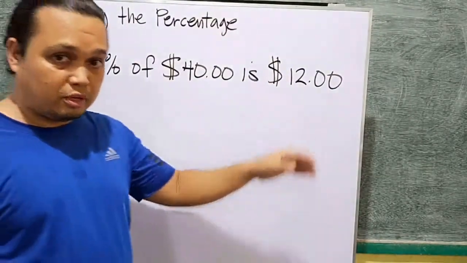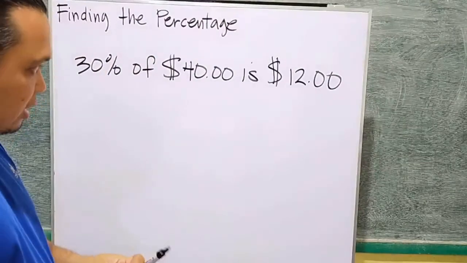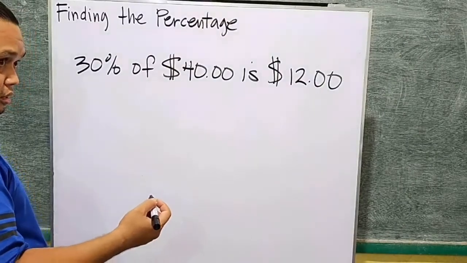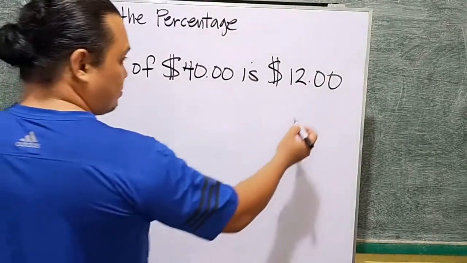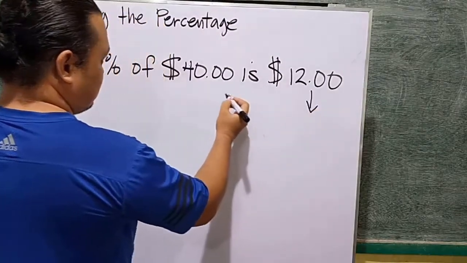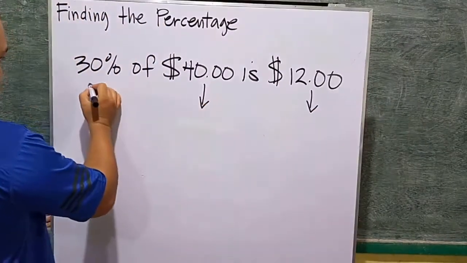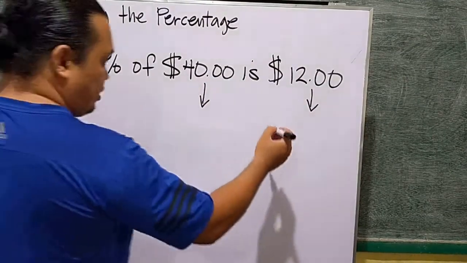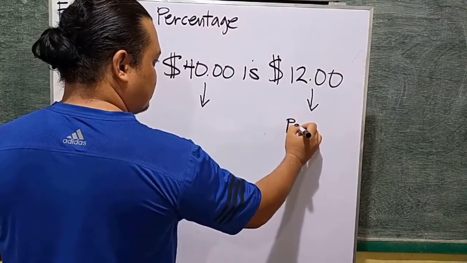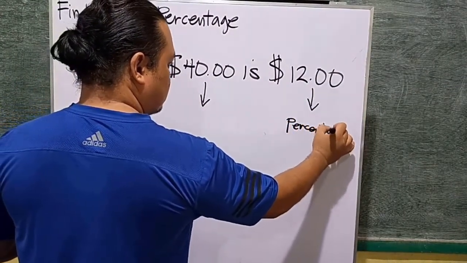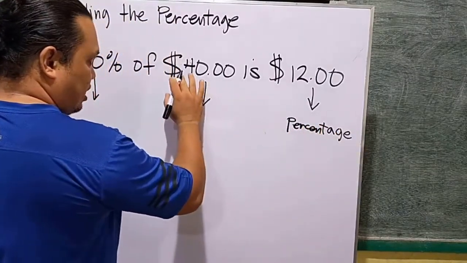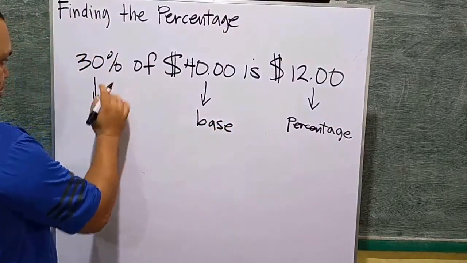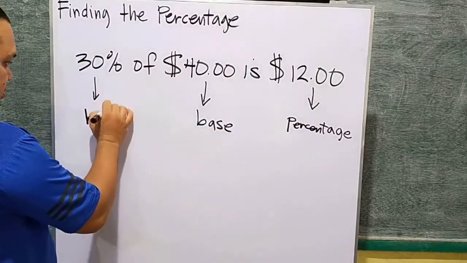Now this example is important. Why? Because we can use this as a basis for our next three lessons, which are about percentage, base, and rate. Now, 12 here is the percentage. $40 here is the base, while 30% here is the rate.